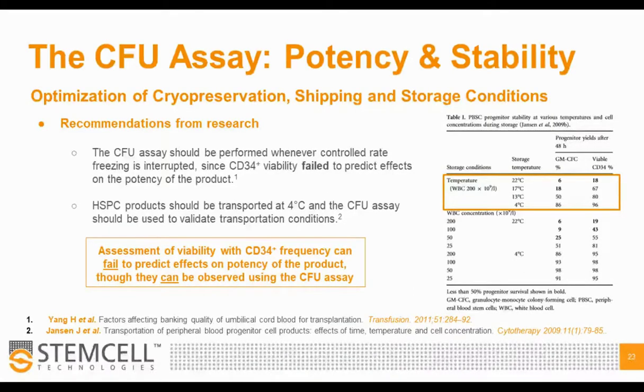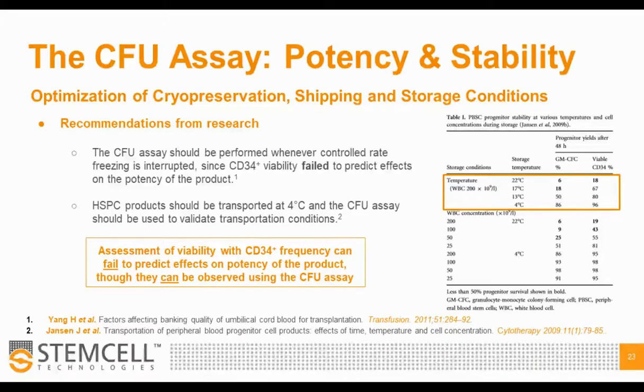And he evaluated, and you can see in the orange box in the table on the right, that if you stored these cells for 48 hours in anything warmer really than 4 degrees, there was an effect. In fact, if you look over 10 degrees, you can see that viable CD34 was still 80% on these fresh cells, actually, but the CFU-GM output was only 50%.